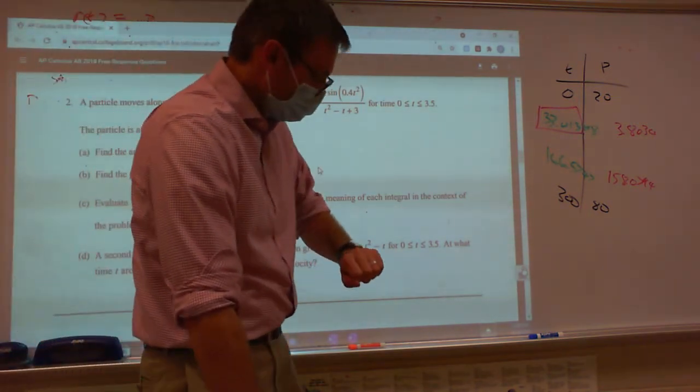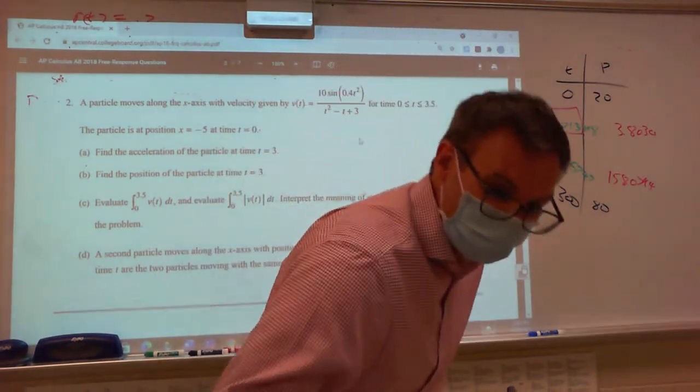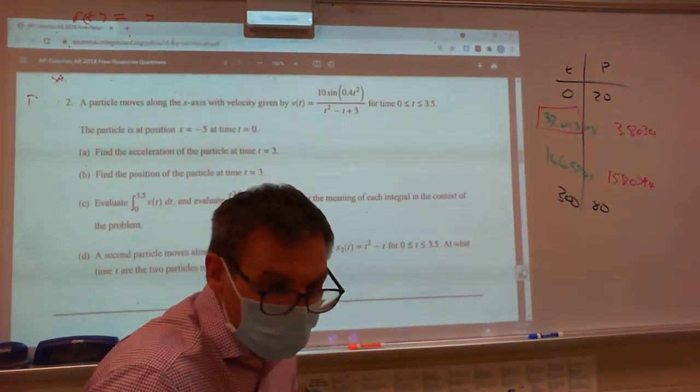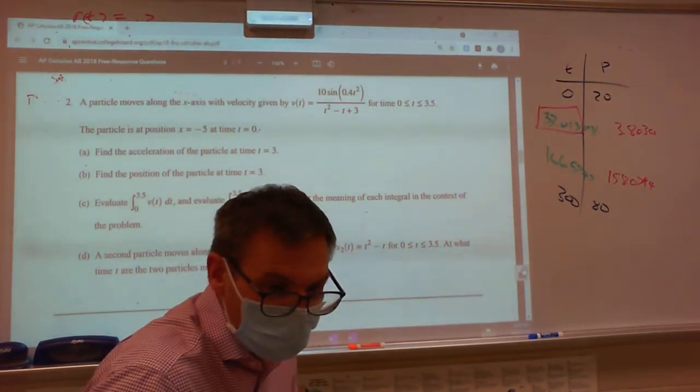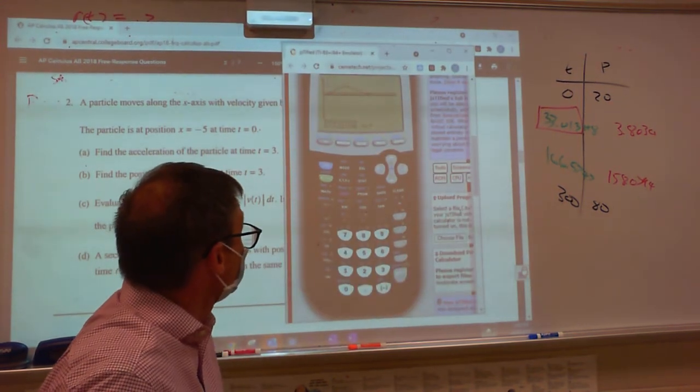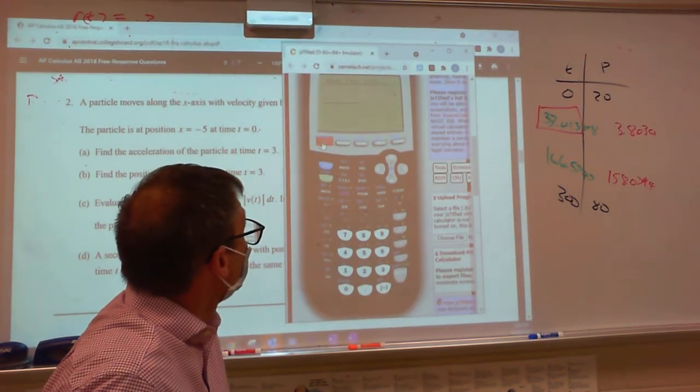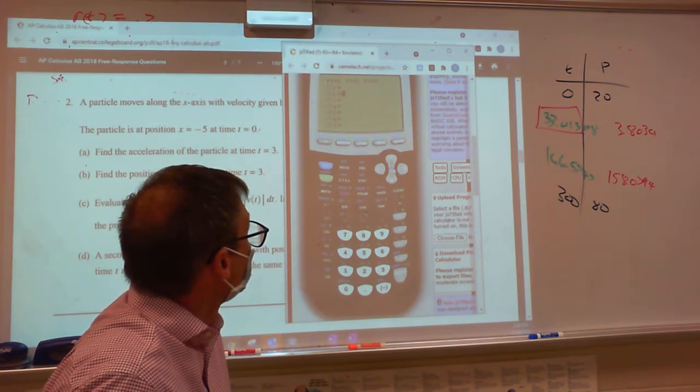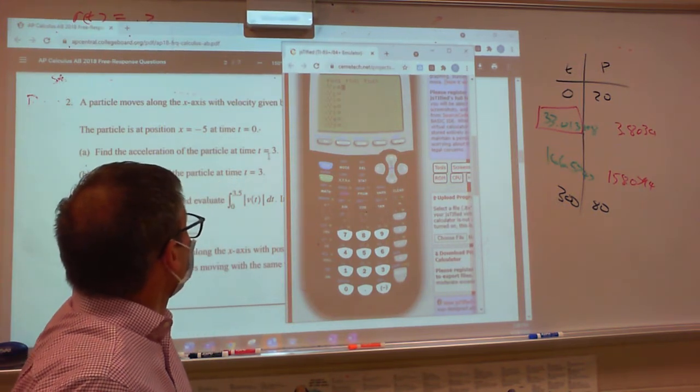Okay. So very quickly, and y'all can actually do that faster than I can. What do you do with your initial condition? Use it for another part. Okay.